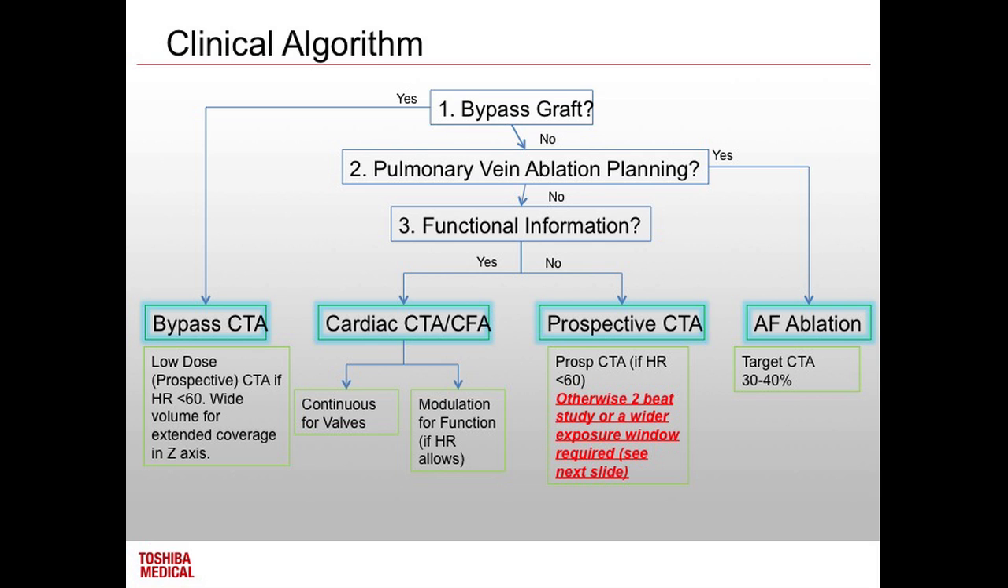Does that make sense? Obviously you can get a 3-beat, 4-beat, 5-beat, but what's the penalty? That's right, you've just exposed the heart twice. So it's how much? Double the dose. That's why we beta block, and we beta block hard.